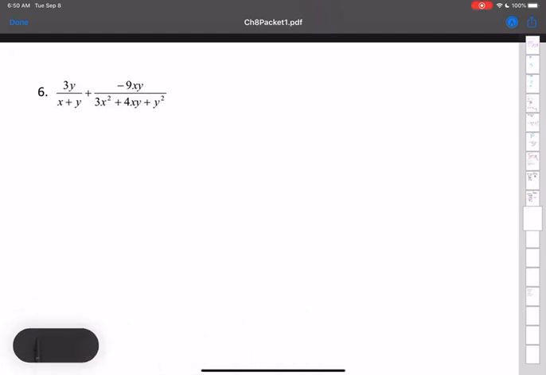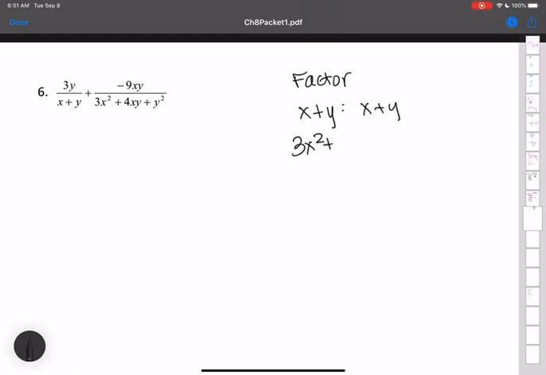Okay, so for number 6, let's go ahead and factor x plus y. We can't factor that one, so it really is just x plus y. The second one, though, we have 3x squared plus 4xy plus y squared. Leading coefficient is 3, so we have to break apart the middle term to give us the 4 terms. So I'm going to just show my work here off to the side.